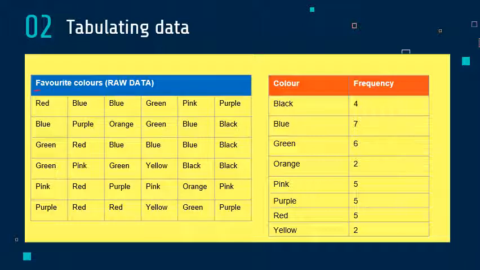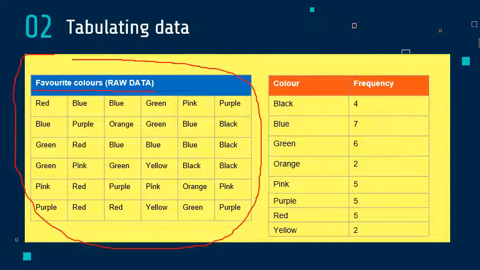So here we've got favorite colors. We've got a sample of 36 people, and everybody can reply once with their favorite color. It's already in a table here for us, but this is not really a workable table because the data is kind of scattered all over the place. I've got purple here, I've got purple up here. It makes it really difficult to count and to make sense of.